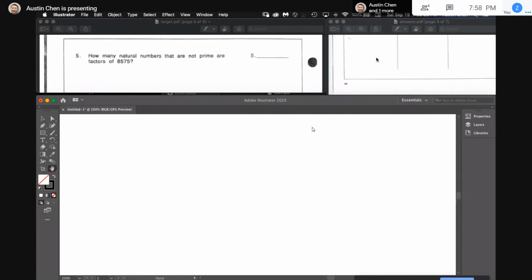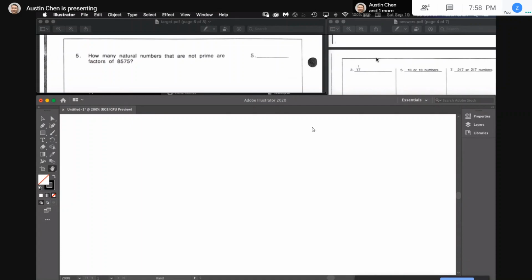How many natural numbers that are not prime are factors of 8575? Interesting. So we're looking at the factors of 8575, the number of factors that it has, but not prime.